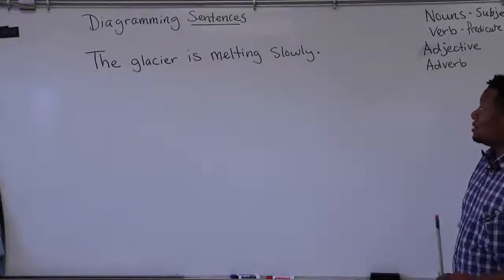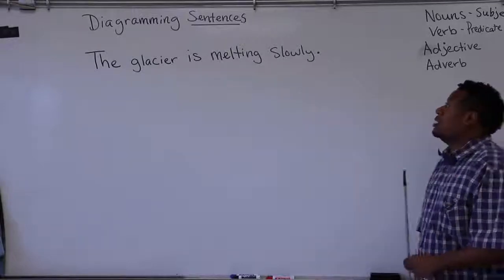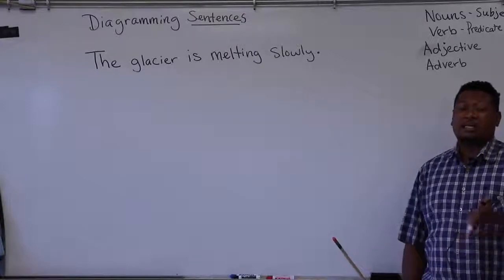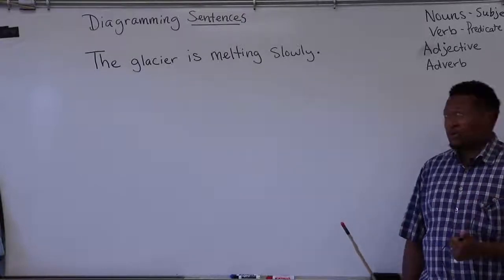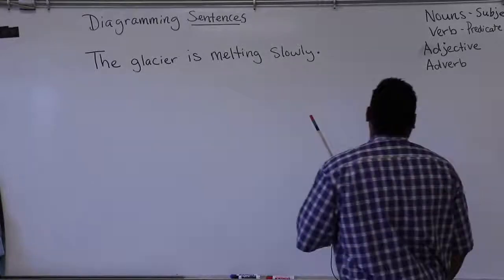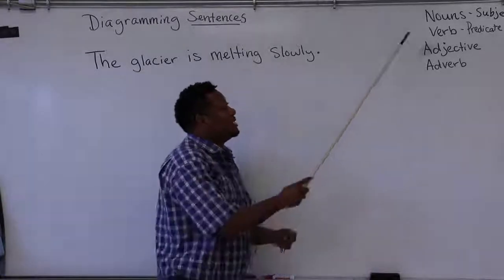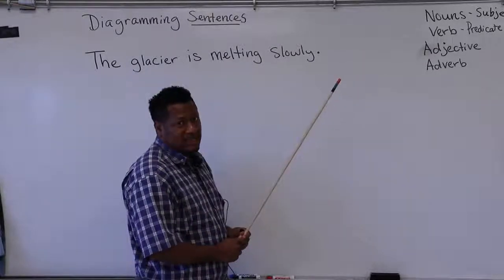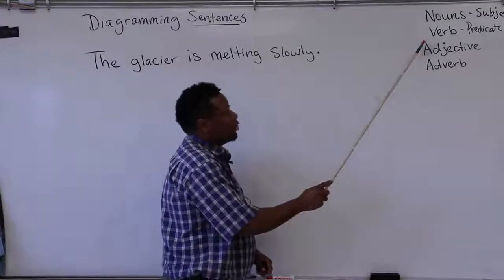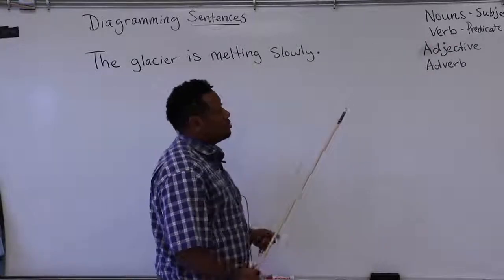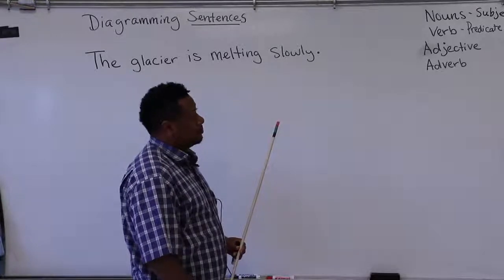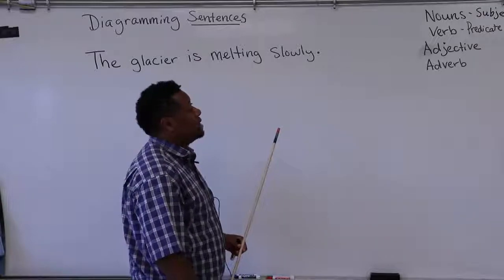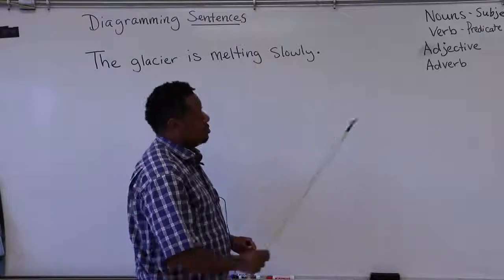Today's lesson is on diagramming sentences. A sentence is a complete thought that has a subject and a verb. Subjects are normally nouns, and nouns are people, places, and things. Verb or the word predicate are used interchangeably. A verb is the action that is being done in the sentence.